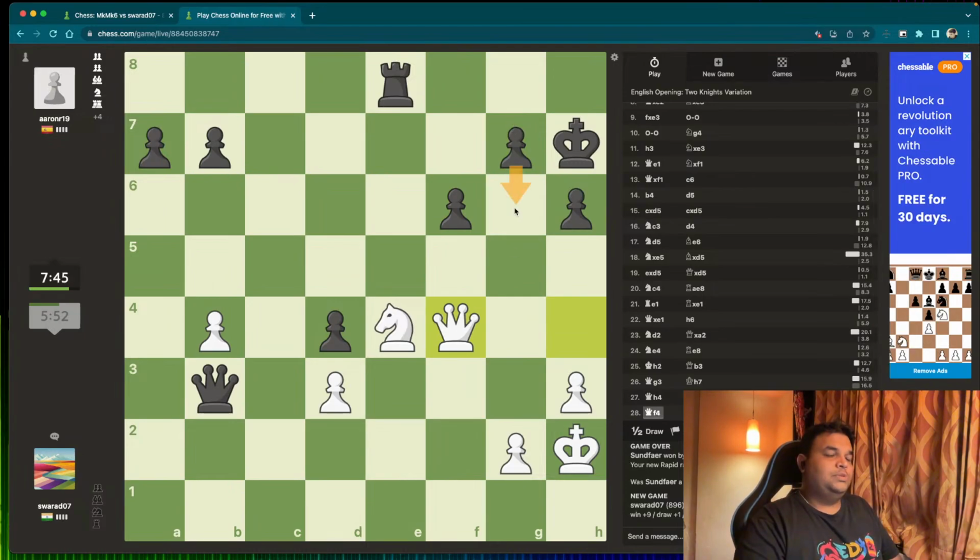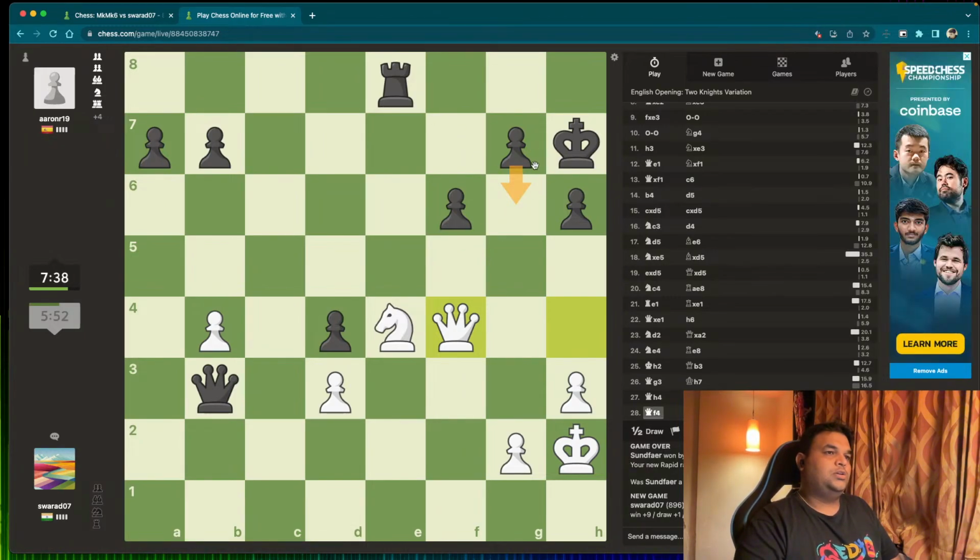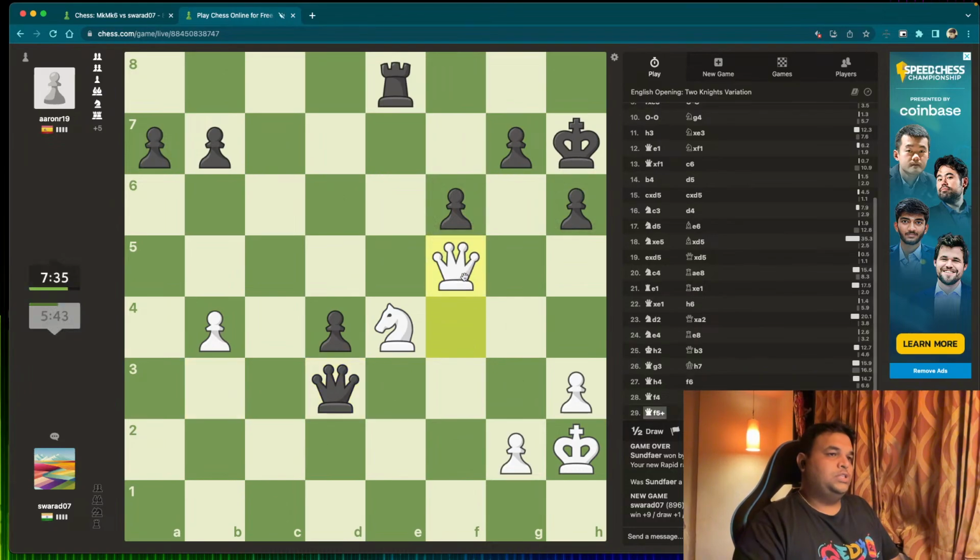If he plays this, it's a mistake. Let's see if he plays it. I can fork his rook and his king. So if he plays this, it doesn't play it. He takes my rook. That's fine. I want to give a check anyways. If he moves here, again a mistake. Okay, he doesn't. I think this guy is playing very good chess today.